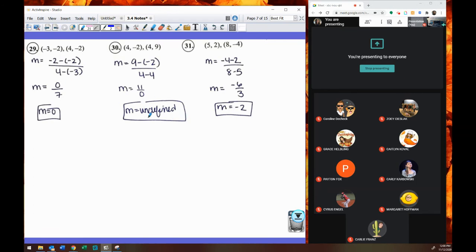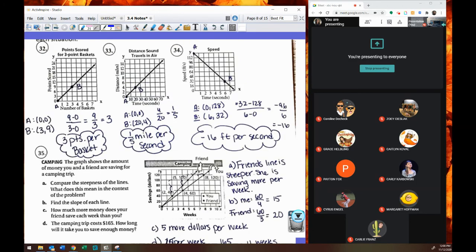0 on the bottom is undefined, 0 on the top is horizontal. If you get confused with which one is which, you can type this into your calculator. If you type in 0 divided by 7, it's going to tell you that your answer is 0. Whereas if you type 11 divided by 0, it's going to tell you that you have an error. So you don't have to try and remember if the 0 on the top is undefined or if the 0 is on the bottom. Check it in your calculator because it will either tell you 0 or it will tell you that you have an error. And then your last ones.